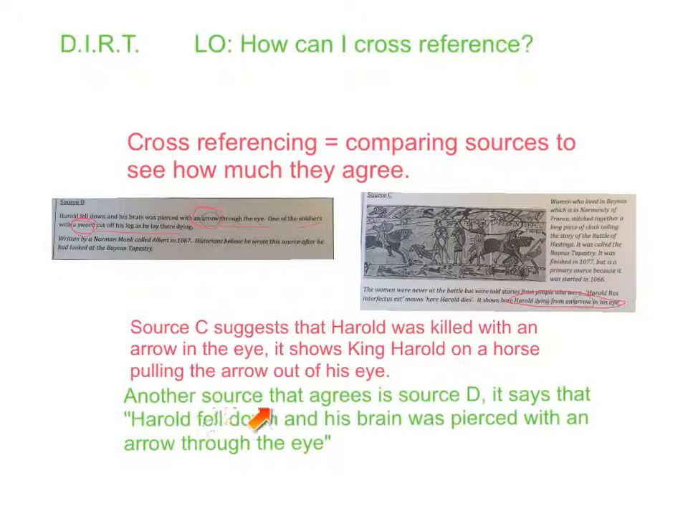Another source that agrees is source D. I'm going to see how it agrees. It says that Harold fell down and his brain was pierced with an arrow through the eye, which shows that both source C, which says that he was killed with an arrow in the eye, and source D agree that he was killed with an arrow through the eye. But do they completely agree? We've got to see how much they agree.